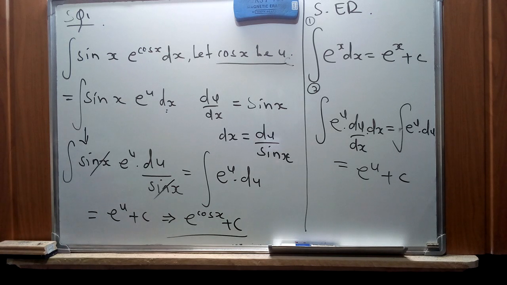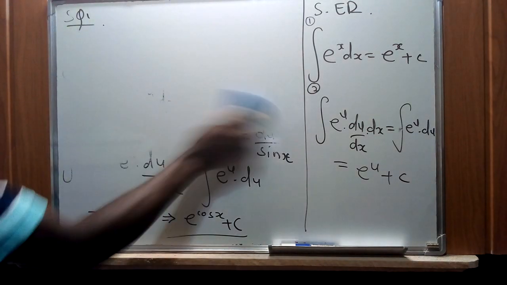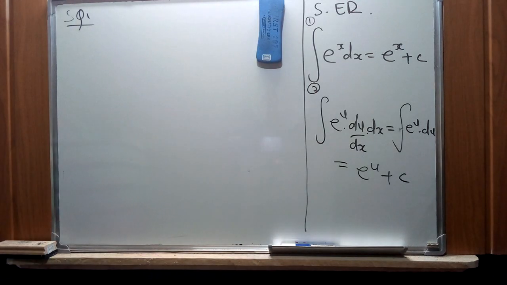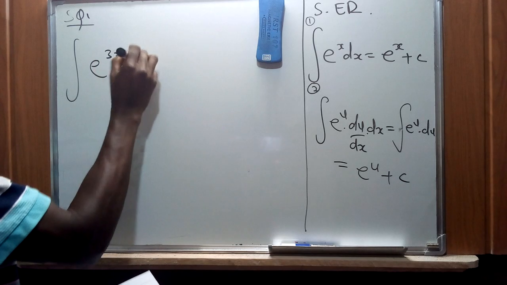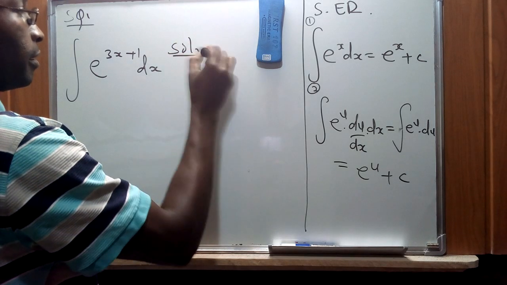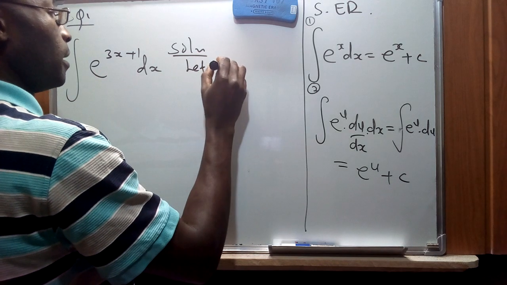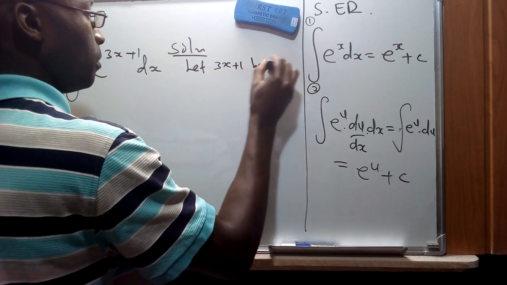So we're going to look at our last example and try to see whether the same rules apply. So I'll do away with this. We'll look at another sample question and try to see whether the same rules apply. So we have the integral of e^(3x+1) dx. So in this case as well, we use our strategy. This is the solution. Therefore, we will say let u, or let 3x plus 1 be u.